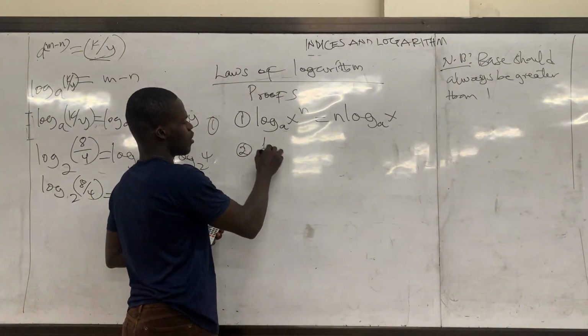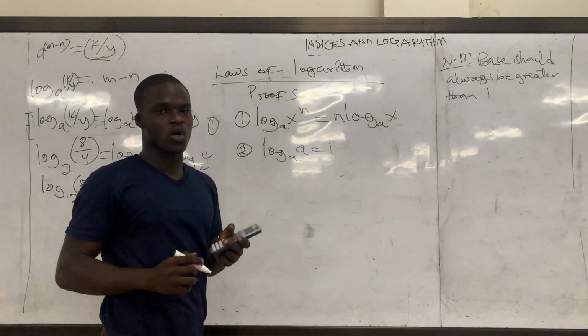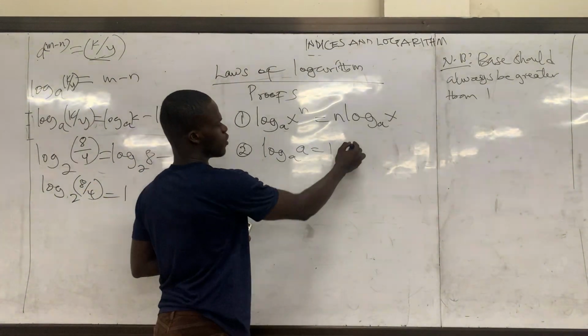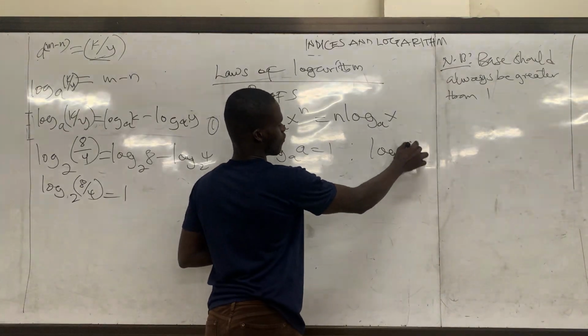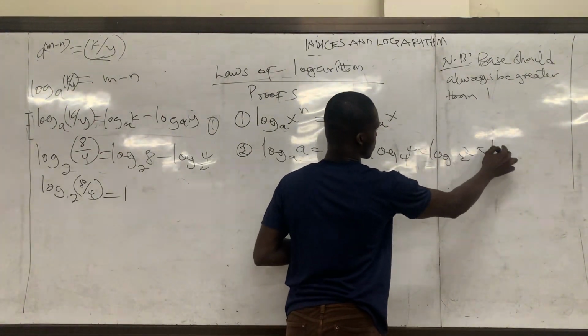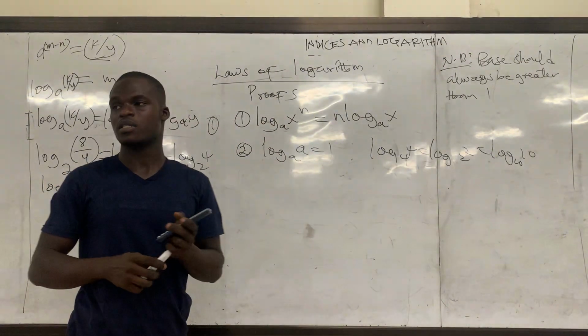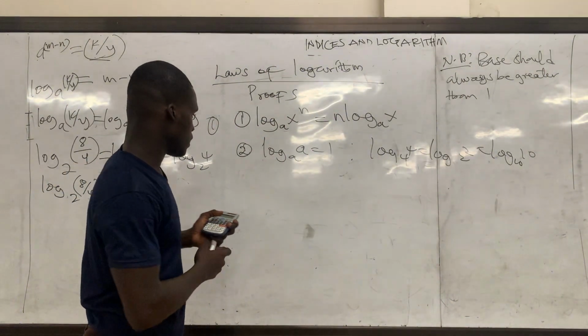Also, the log of any number to the same base of that number is equal to 1. That's something we should always take note of. An example we can have is maybe log 4 base 4 is the same as log 2 base 2, which is also the same as log 10 base 10. So the log of any number to the same base is always equal to 1.